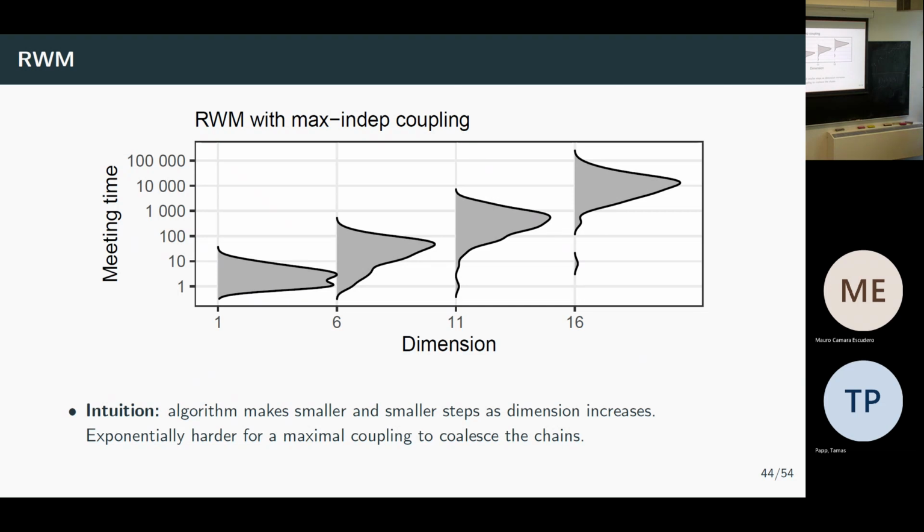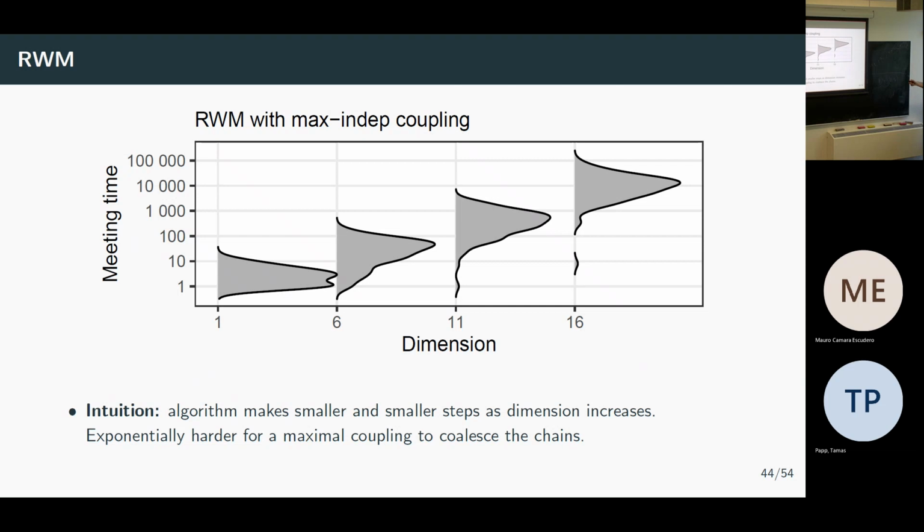If you just use the vanilla maximal coupling with independent proposals in all dimensions, and you increase the dimension, then this doesn't scale particularly well. People who have seen me talk about random walk coupling will have seen this plot before. The y-axis for the meeting times is on a logarithmic scale. So basically, it scales exponentially with the dimension, which is not what you want, because you know that the mixing time of the random walk algorithm scales linearly. So clearly we need to do better.